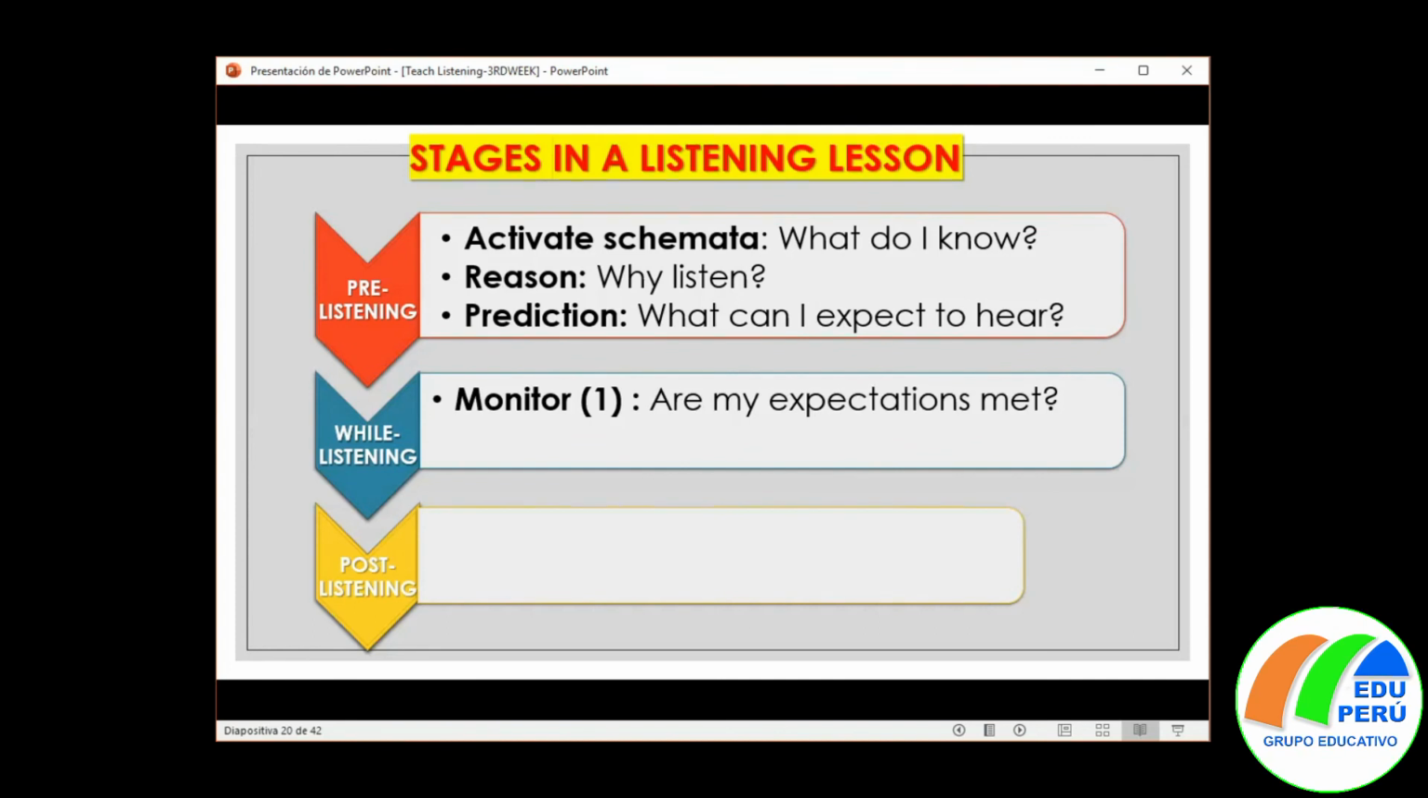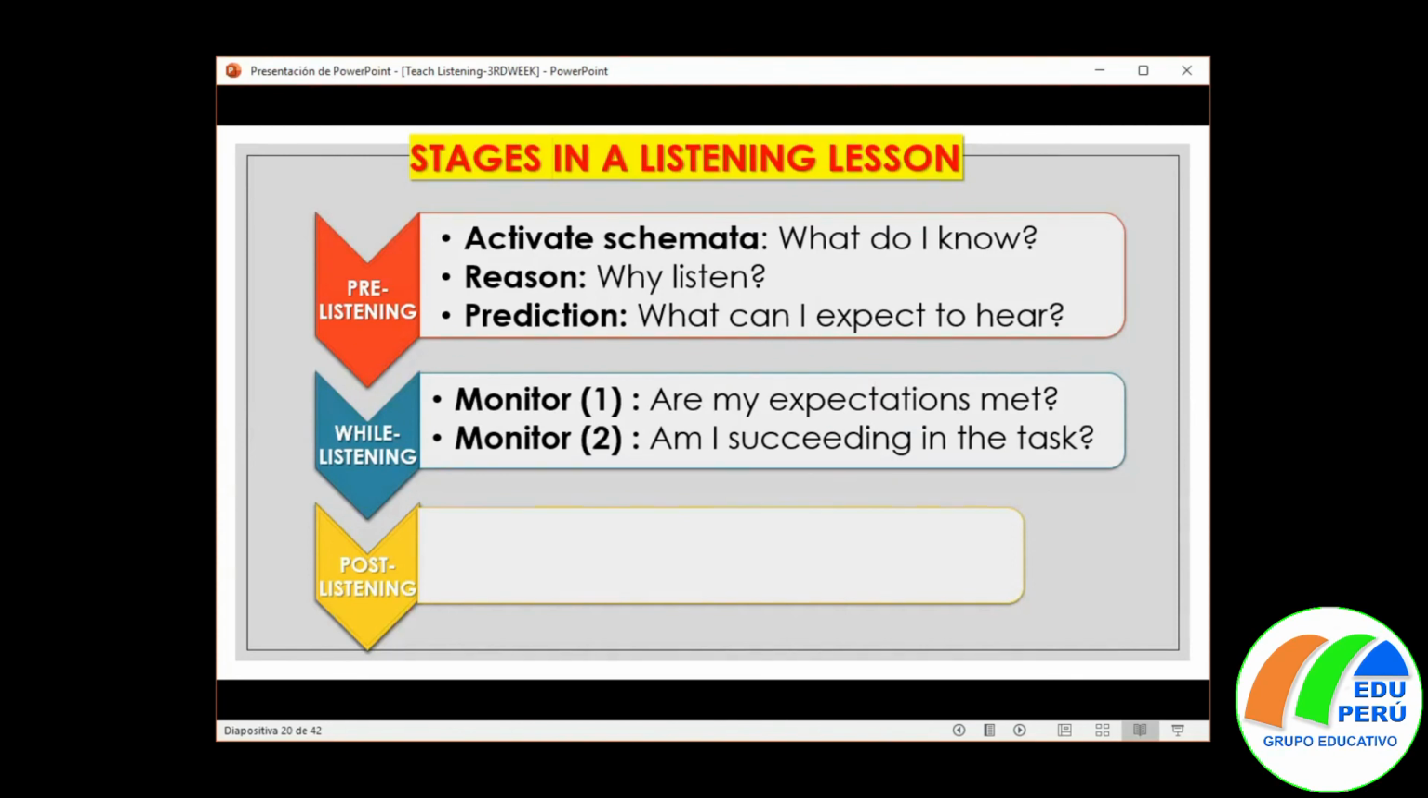So the students are going to check, no, what they predicted, what they know about the topic. They are going to confirm. Oh, yes, I'm right. Okay, yeah, this is a topic. Are my expectations met? Am I succeeding in the task? So they are understanding, they are doing well in the listening exercise. So this is the while listening stage. Remember, we function as the monitor, all right?